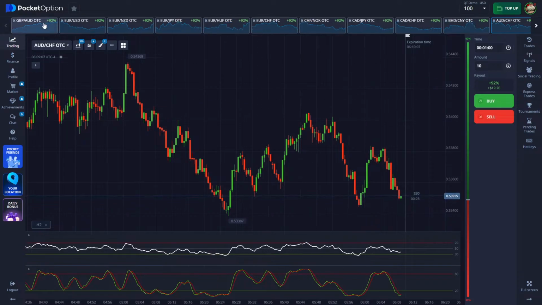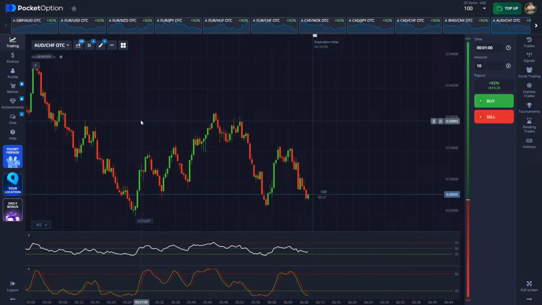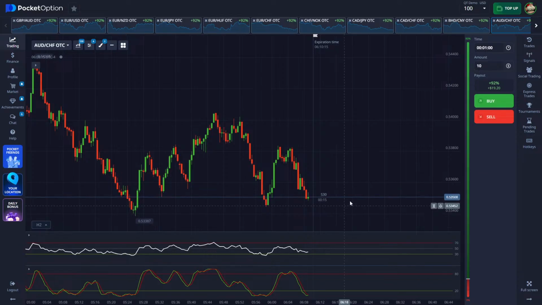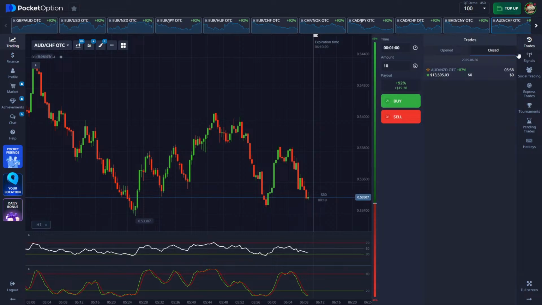Okay, so let's analyze this. As I said, my strategy is quite simple. It's on the 30 seconds. I take a 1 minute trade. I brought my account down to $100. As you can see, I took the remaining balance out by purposefully losing a trade.